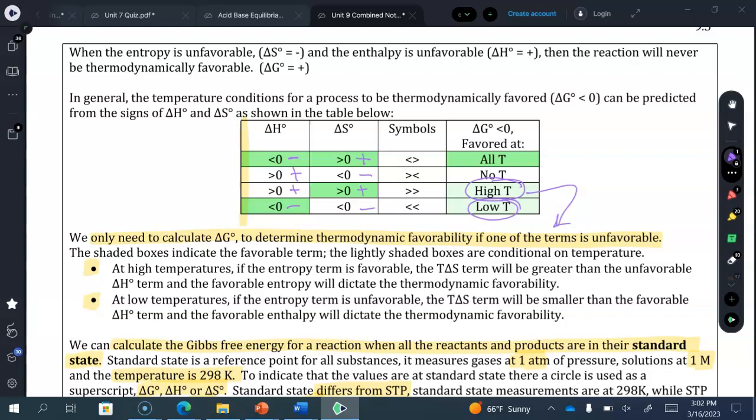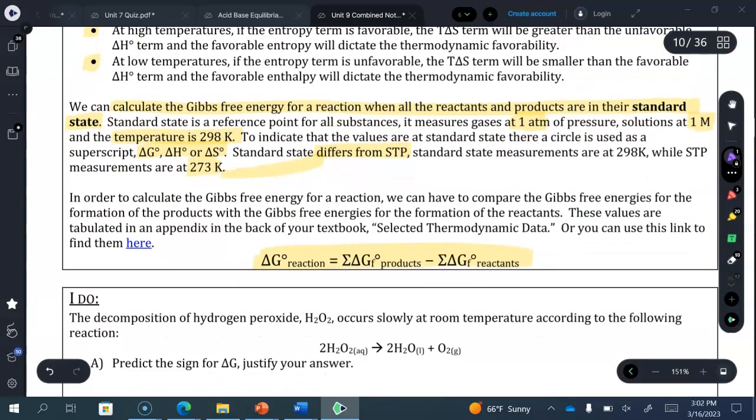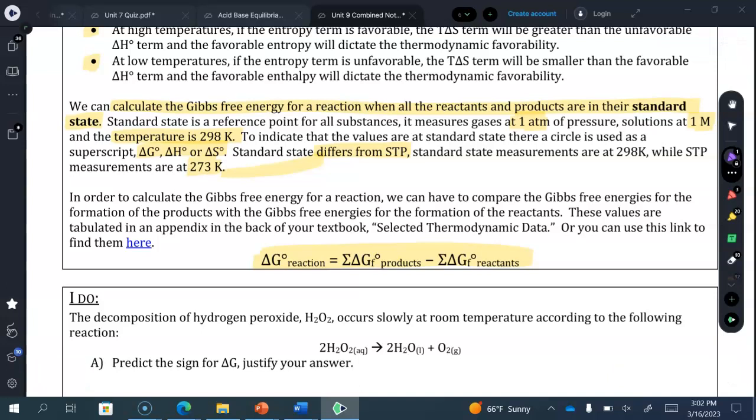And at low temperatures, if the entropy term is unfavorable, the T delta S term will be smaller than the favorable delta H term, and thus the favorable enthalpy will dictate thermodynamic favorability. We can calculate Gibbs free energy for a reaction when all the reactants and products are in their standard state.